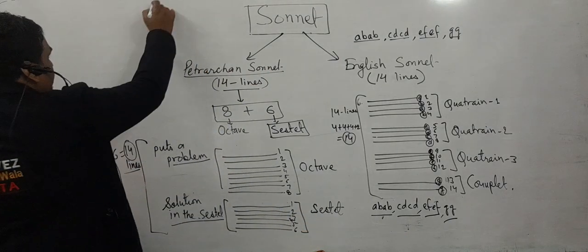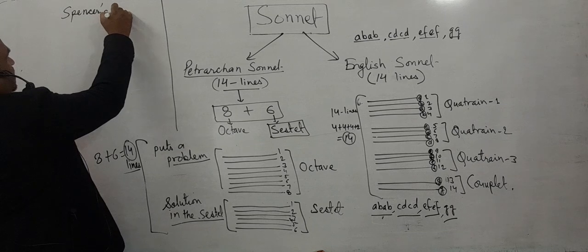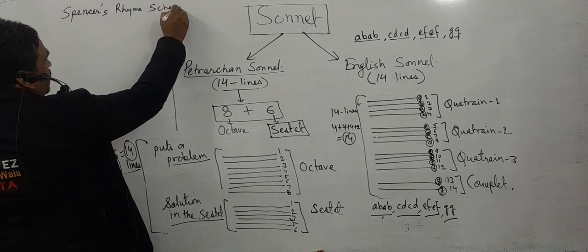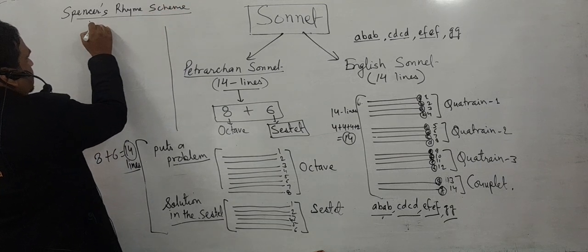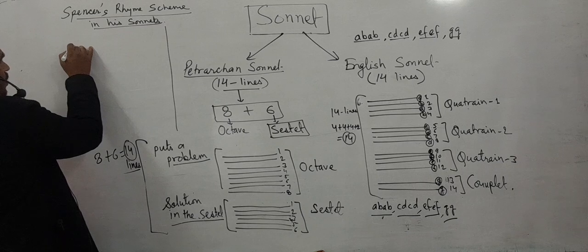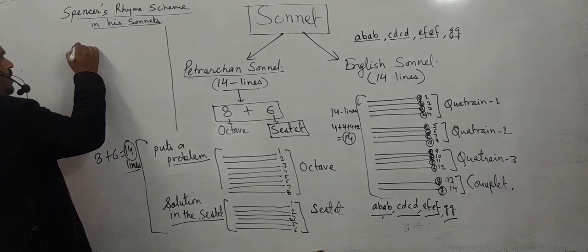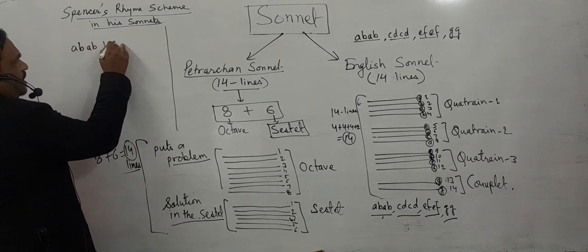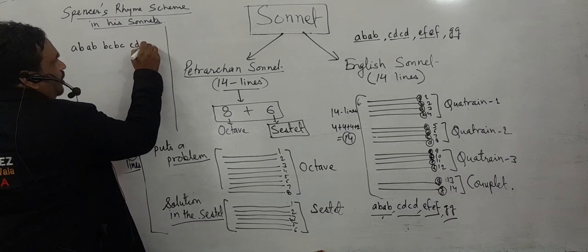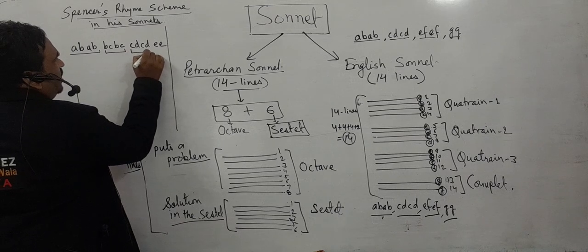You may write down here Spenserian, Spenser's rhyme scheme in his sonnets. What will be the rhyme scheme? So we have here AB, AB, BC, BC, then CD, CD, then EE. So this is the first quatrain, this is the second quatrain, this is the third quatrain, and this is the concluding couplet.